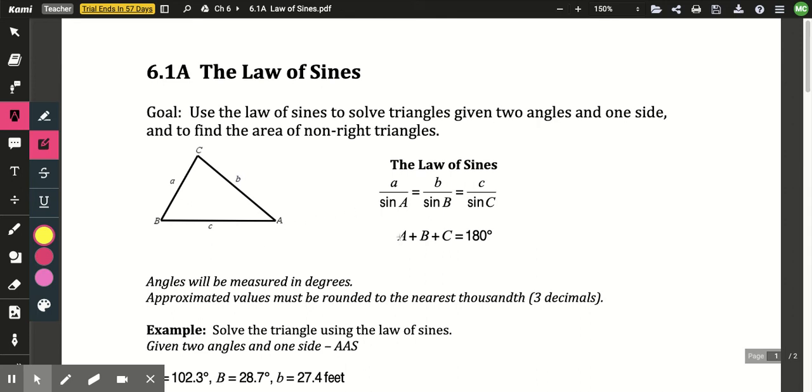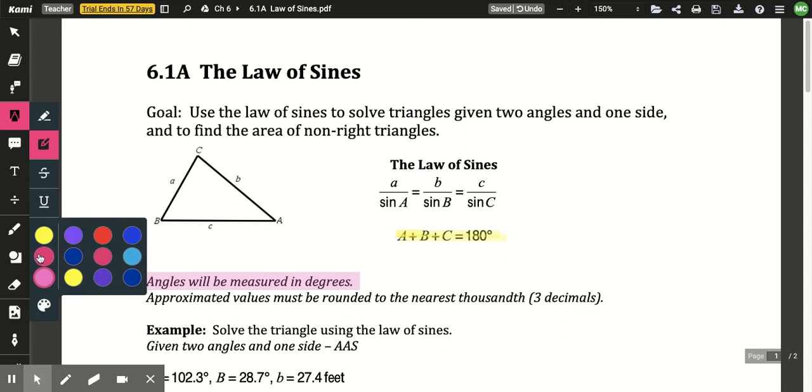A quick reminder here: the sum of the angles in a triangle always add to 180 degrees. So that's some important information there. If they give me two of the angles, or if I know two of the angles, then I can always find the third one using this information. They also tell me on this one that all of my angles are going to be measured in degrees. So when I'm using a calculator for this, I need to make sure it's in degree mode.